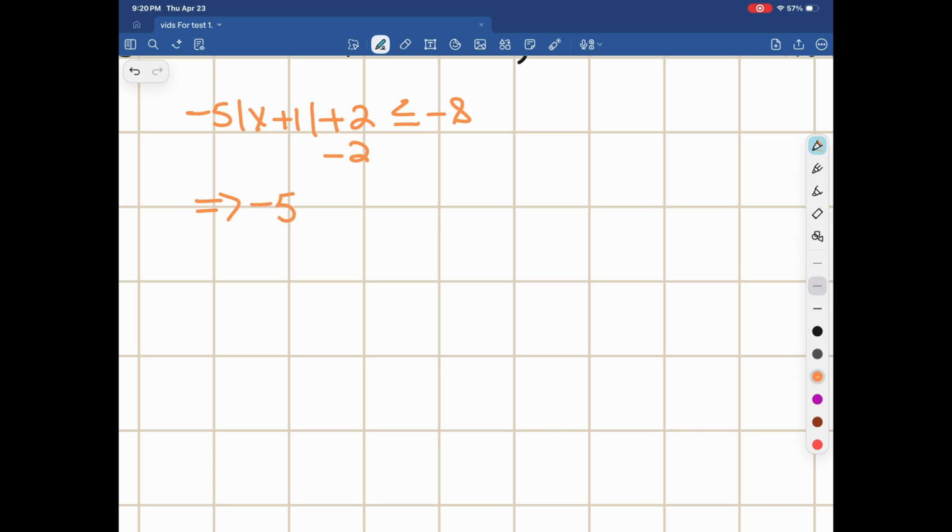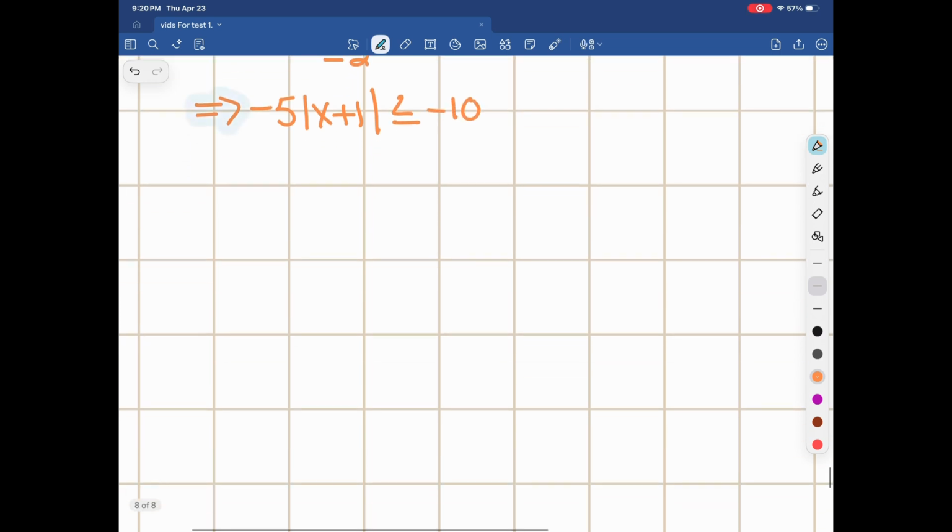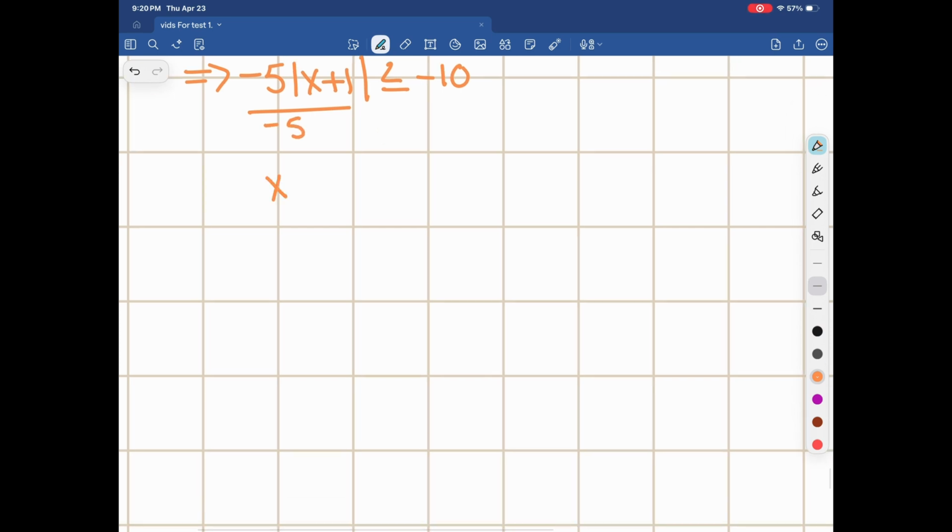So we have negative 5 times the absolute value of x plus 1 is less than negative 10. Then we'll divide by negative 5, and divide the other side by negative 5 as well. And we should get the absolute value of x plus 1 is less than 2. The reason it's 2 is because the negative and negative cancel out, and 10 divided by 5 is 2.